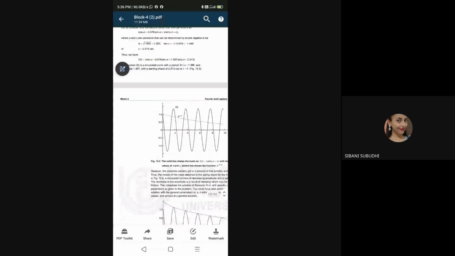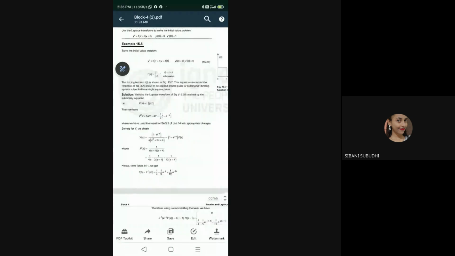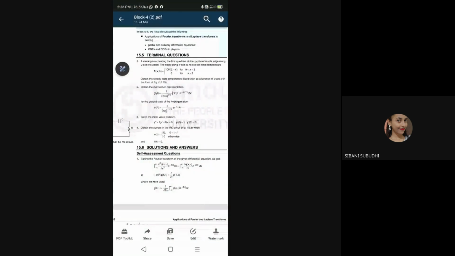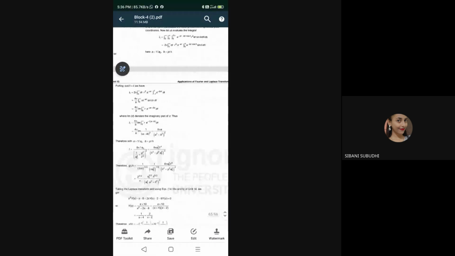There are some other applications. You can convert a differential equation into an algebraic equation by the method of Laplace transformation. You can solve the algebraic equation, and you can obtain the inverse Laplace transform of the algebraic solution, which will give the solution you want. Okay. So you go through these, and if you have any doubt, you are free to ask me.